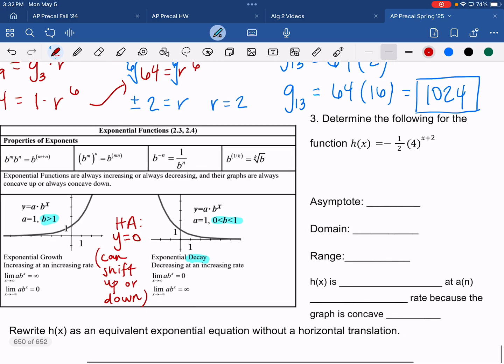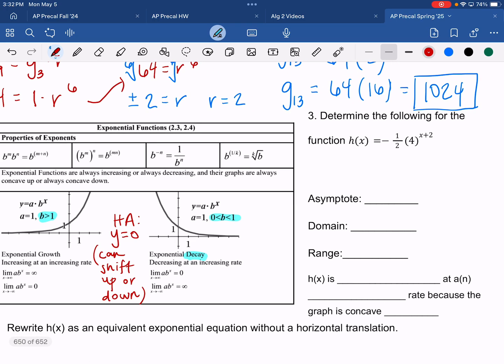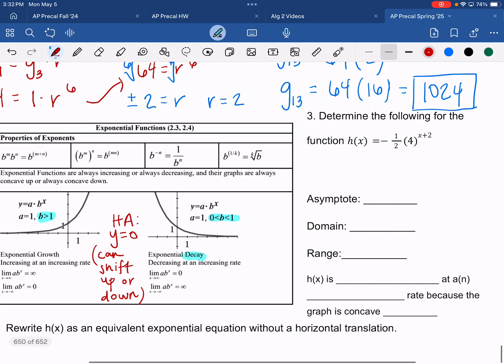Okay, so let's do one problem that'll make us practice all these things. For the function h of x equals negative 1/2 times 4 to the x plus 2. Okay, first of all, is this growth or decay? What do I have to look at? Look at the base first. Ignore the transformations, just the base. You've got it. Oh, I almost wrote, it's okay, that's a G. Growth.